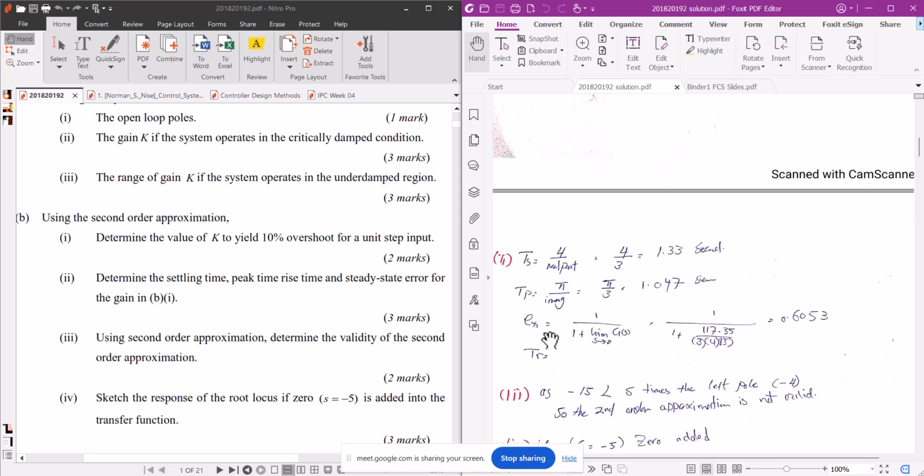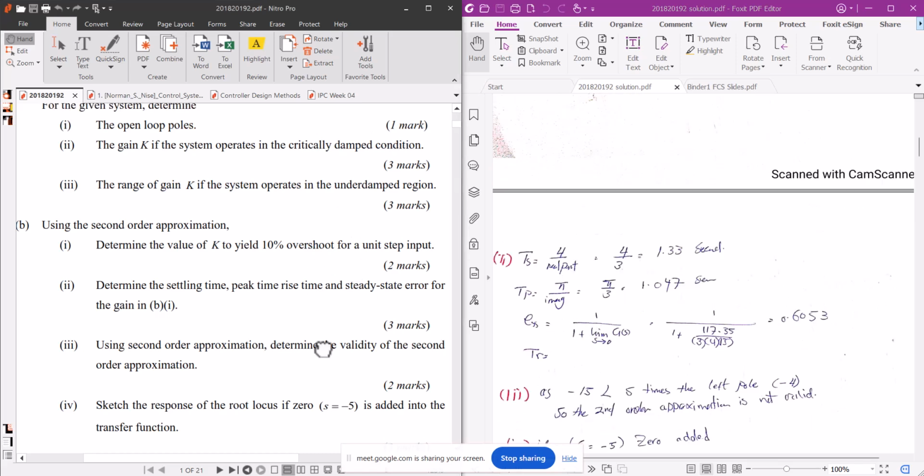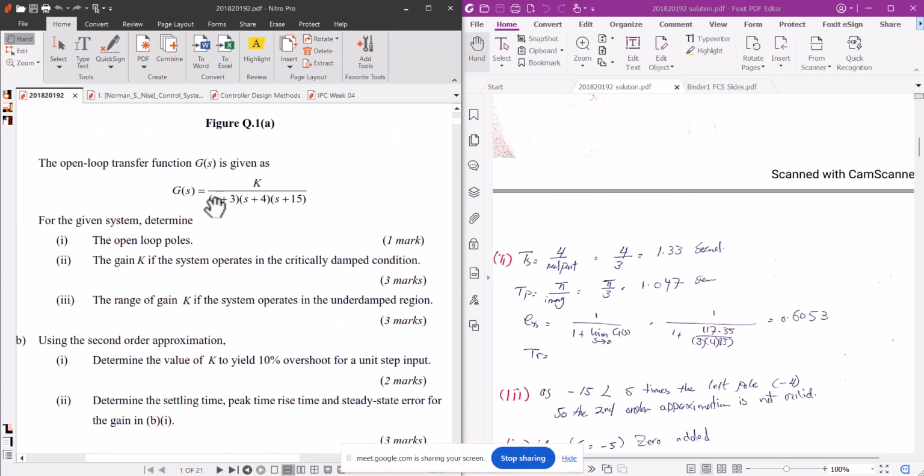And for the steady state error, this is a type 0 system, because there is no pure integrator.